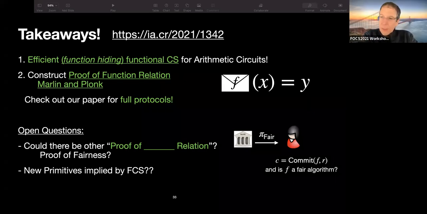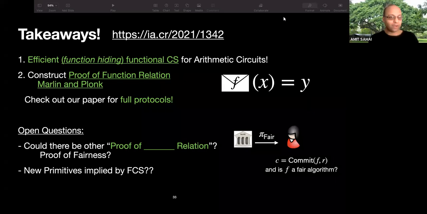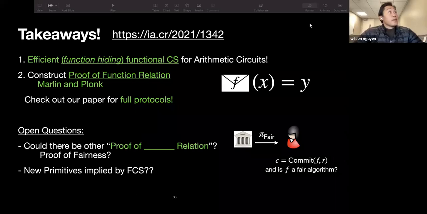Great. Any other questions? Yeah. So all of these are in the random oracle model. Is that right? Yeah. So in order to make it non-interactive, yes, we use the Fiat-Shamir transform. Cool. Yeah, many SNARKs are in that paradigm. Yeah. So right. I believe Marlin and Plonk also use Fiat-Shamir.